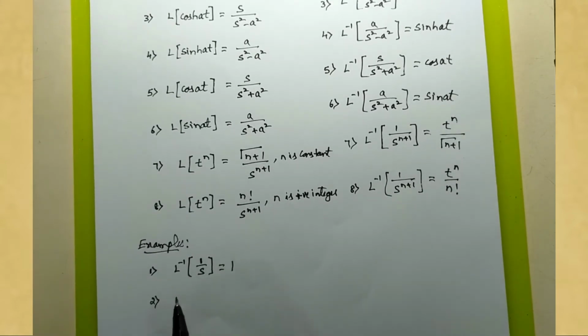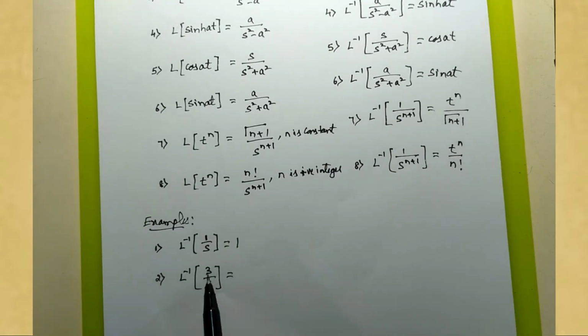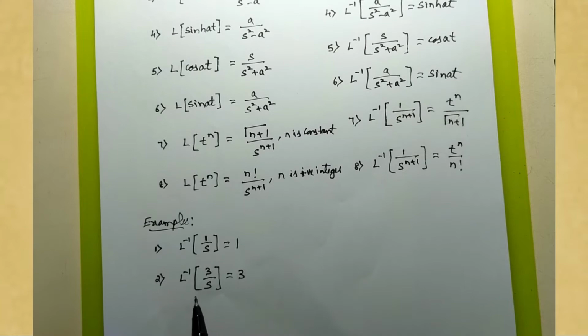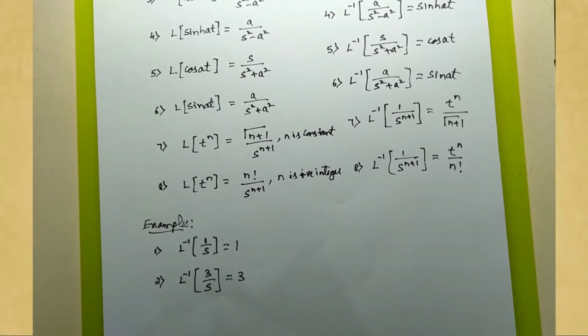Similarly, if you find, say, inverse transform of 3 by s, according to the formula, inverse transform of a by s will be a. So what is the value of a in this case? The value of a is 3. So we'll be getting inverse transform of 3 by s will be 3.